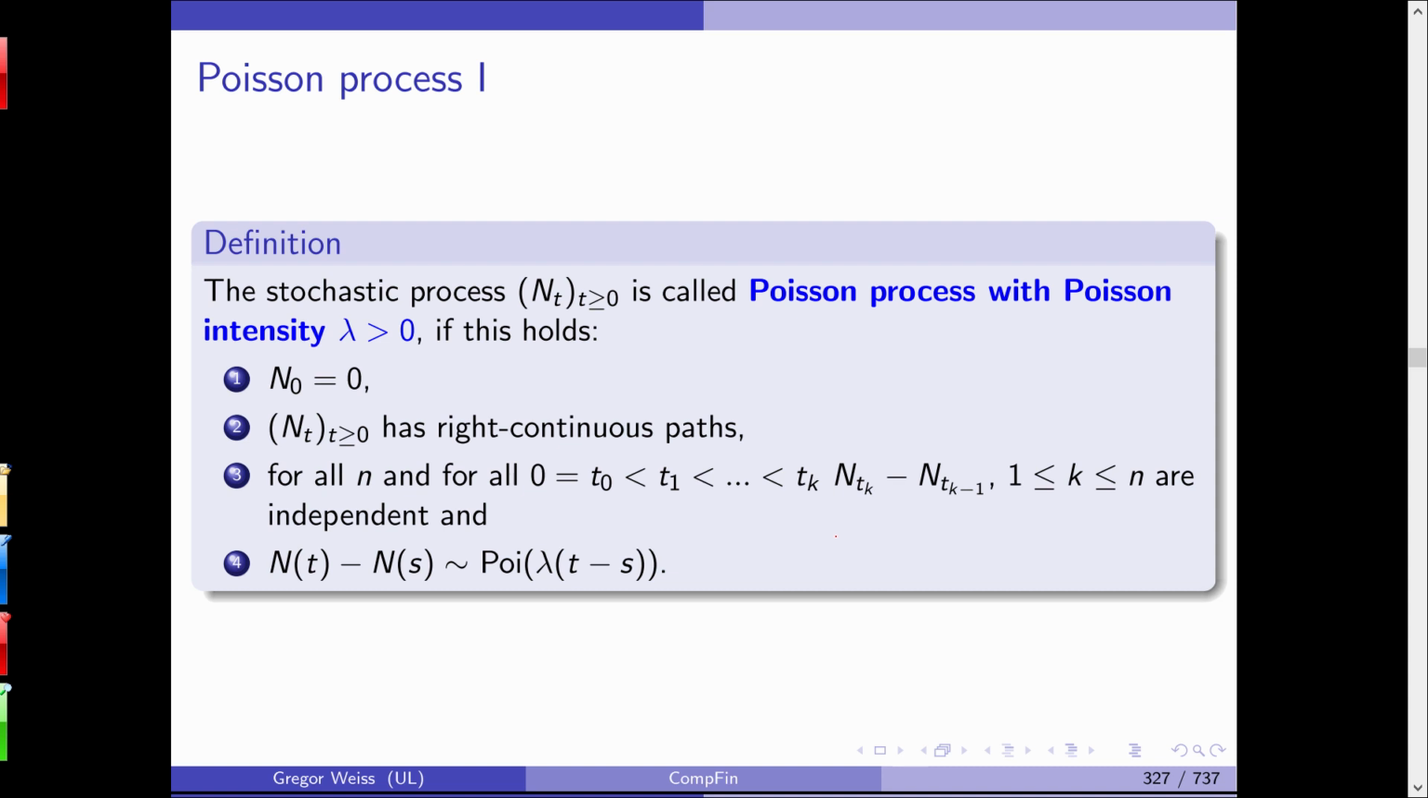Okay, what is a Poisson process with Poisson intensity lambda larger than 0? We have a stochastic process, N_t, again, t is larger than 0, and it's called a Poisson process if N_0 is equal to 0, so we are starting in 0. N_t has right continuous paths. What does that mean? I can explain what right continuous, Rechtsstetigkeit, means.